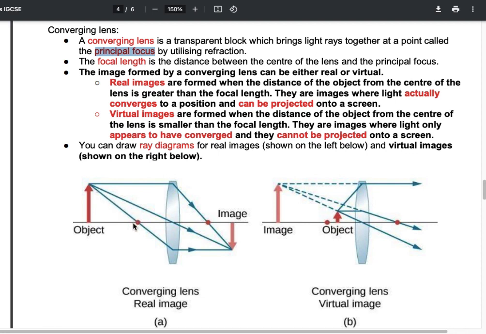This one, can you see my arrow? Do you see my arrow at all? You're supposed to see.